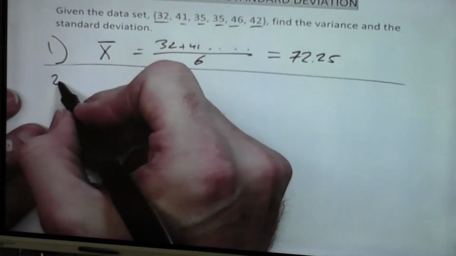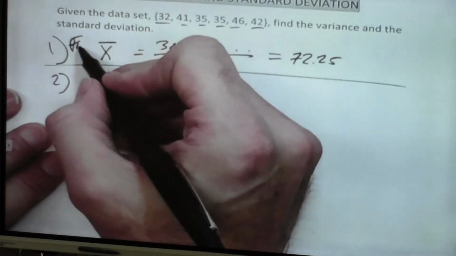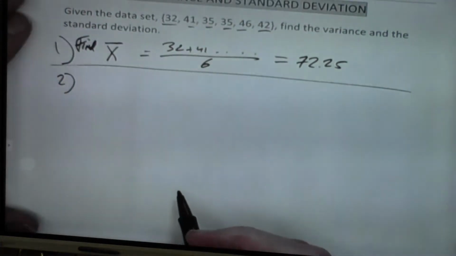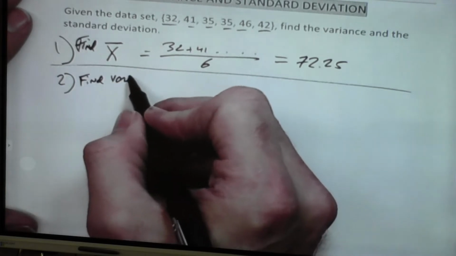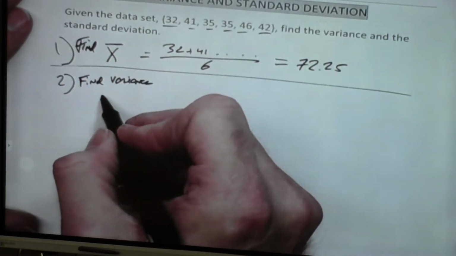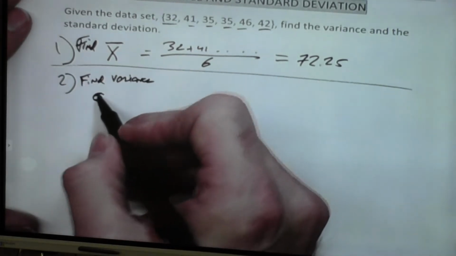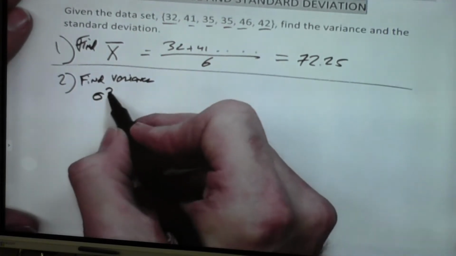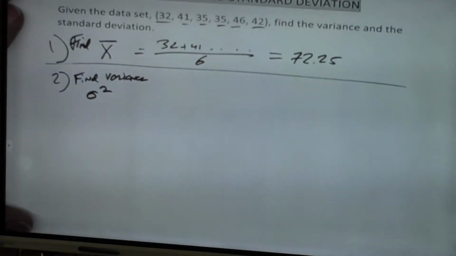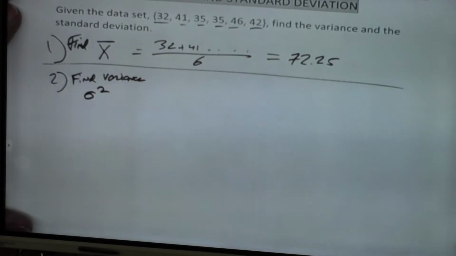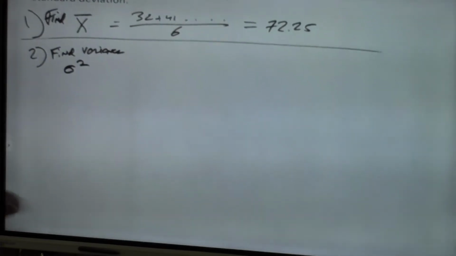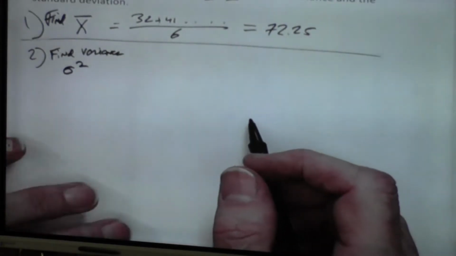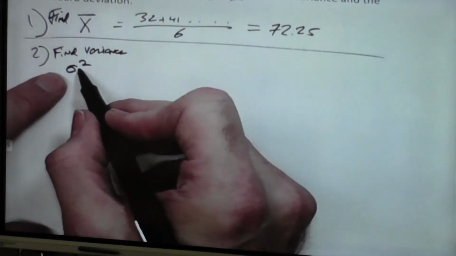Second step, so I'll put find the mean. The second step, we are going to find the variance. The variance is often shown with the standard deviation symbol, but squared. What's good about this is once you find the variance, you just take the square root and that's your standard deviation. So the third step will be really easy. This one will take some work. What we're going to do here is find that thing.